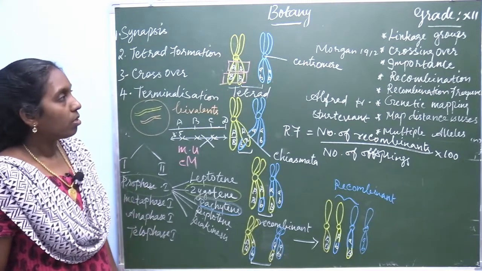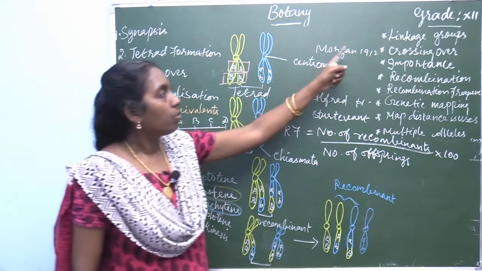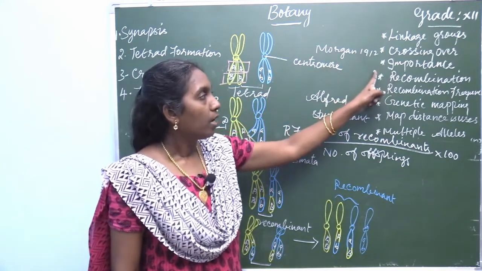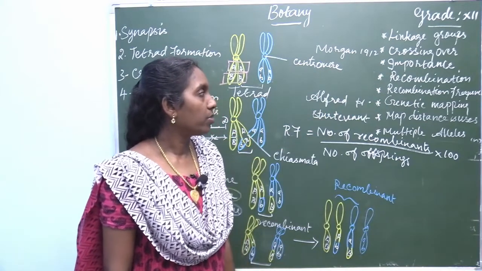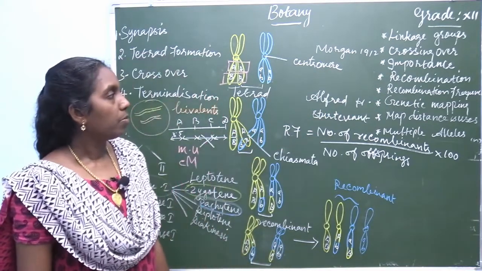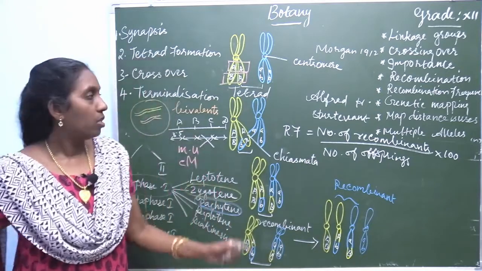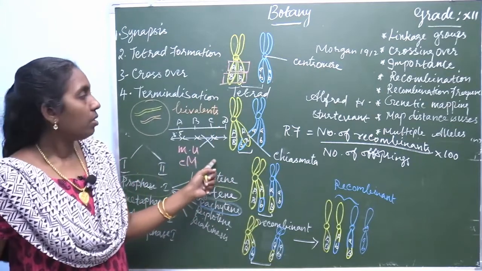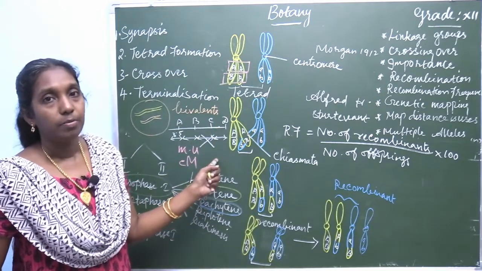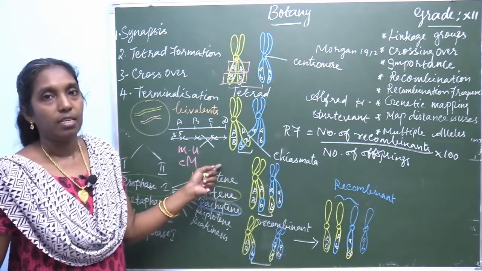So, let us recall what you learned today. What are the topics you covered today? Linkage groups, crossing over, importance of crossing over, recombination, recombinant frequency, genetic mapping, map distance, multiple alleles. Learn all these questions. Draw all the diagrams in the class notes and learn the daily portion without fail. Thank you.